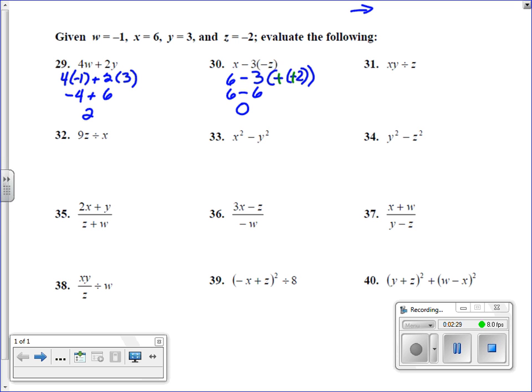Next, 6 times 3. Yeah, I'm just putting that 3 in parentheses just to indicate that it's multiplication going on, divided by negative 2. So 6 times 3, that's 18. 18 divided by negative 2. That's where my friend Digby comes in, and I know I have a negative 9. Let me go ahead and circle these answers too.